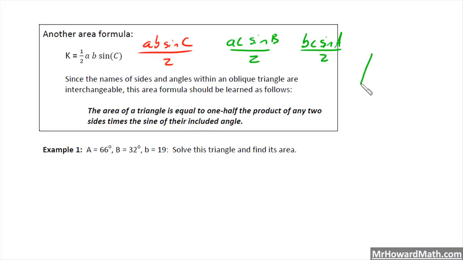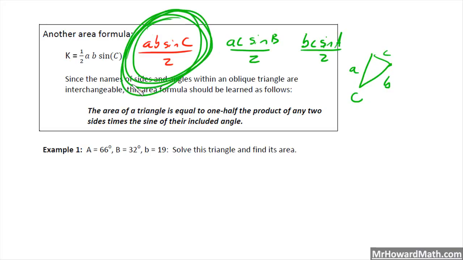So if I have this part of my triangle, and let's use this example right here, this would be angle C and side A and side B here. So these two sides and their included angle means the angle between those two sides. So this would be the appropriate setup for this type of triangle right here. If I'm given angle C and I have side lengths A and B, then I would want to use this form of that area formula.